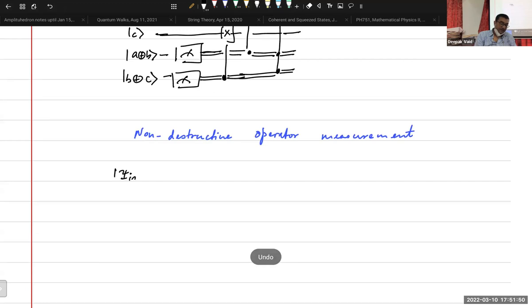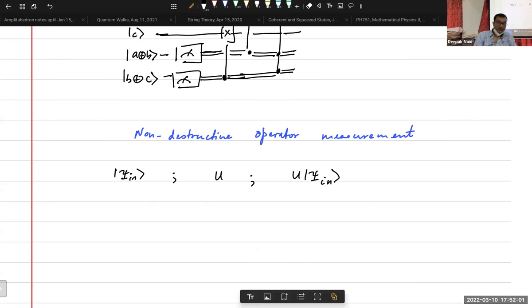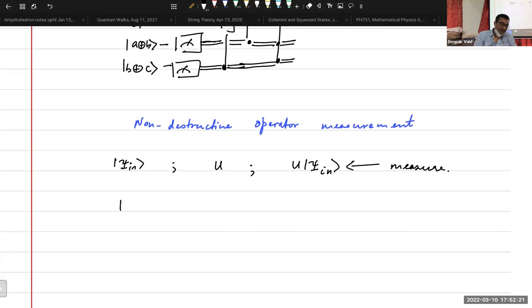So this is my state, psi in. I have some unitary operator U. I want to ask, what is the result of U acting on psi? I want to measure this state. But is it possible to do it in a way that does not cause this original state to collapse? Right, and the answer is that it is possible. Again, we use an ancilla. This ancilla is what will store our result.